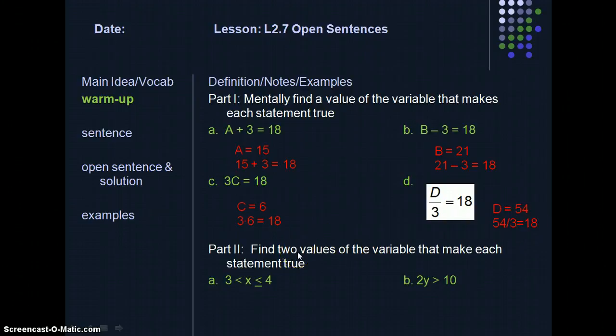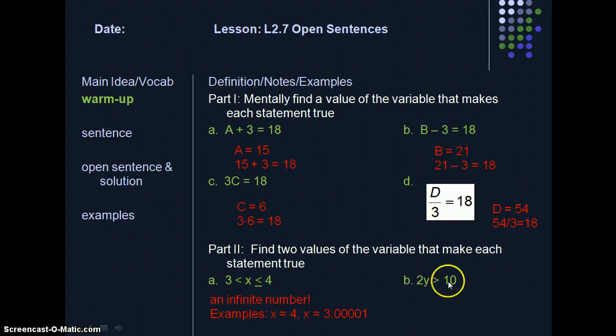Part 2, a little bit different, asking you to find not one value or the value, but 2 values for the variable that make each statement true. If we take a look here, we've got a double inequality set up. 3 is less than x is less than or equal to 4. Since x is between the 3 and the 4, I know that values that work for x are also between 3 and 4. There are actually an infinite number of possibilities here. 2 examples would include x equals 4 and x equals 3.000001. This second solution here might clue you in as to why there is an infinite number of solutions. We can keep finding decimal places between 3 and 4 if we'd like to.